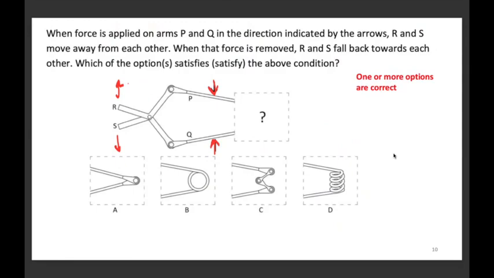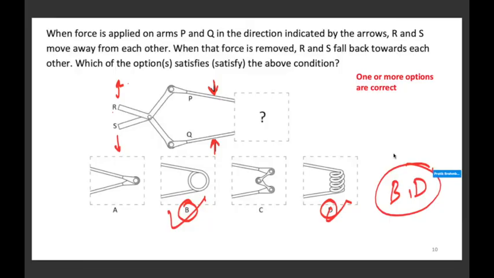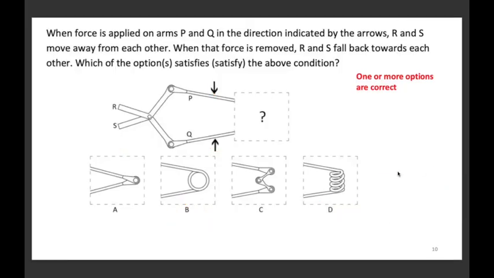In this case, if it is A or C, which are practically similar, when force is applied, they will actually move towards each other. B and D are the ones where they will be apart. So B and D are the right answers here. Okay, we'll move to the next one.